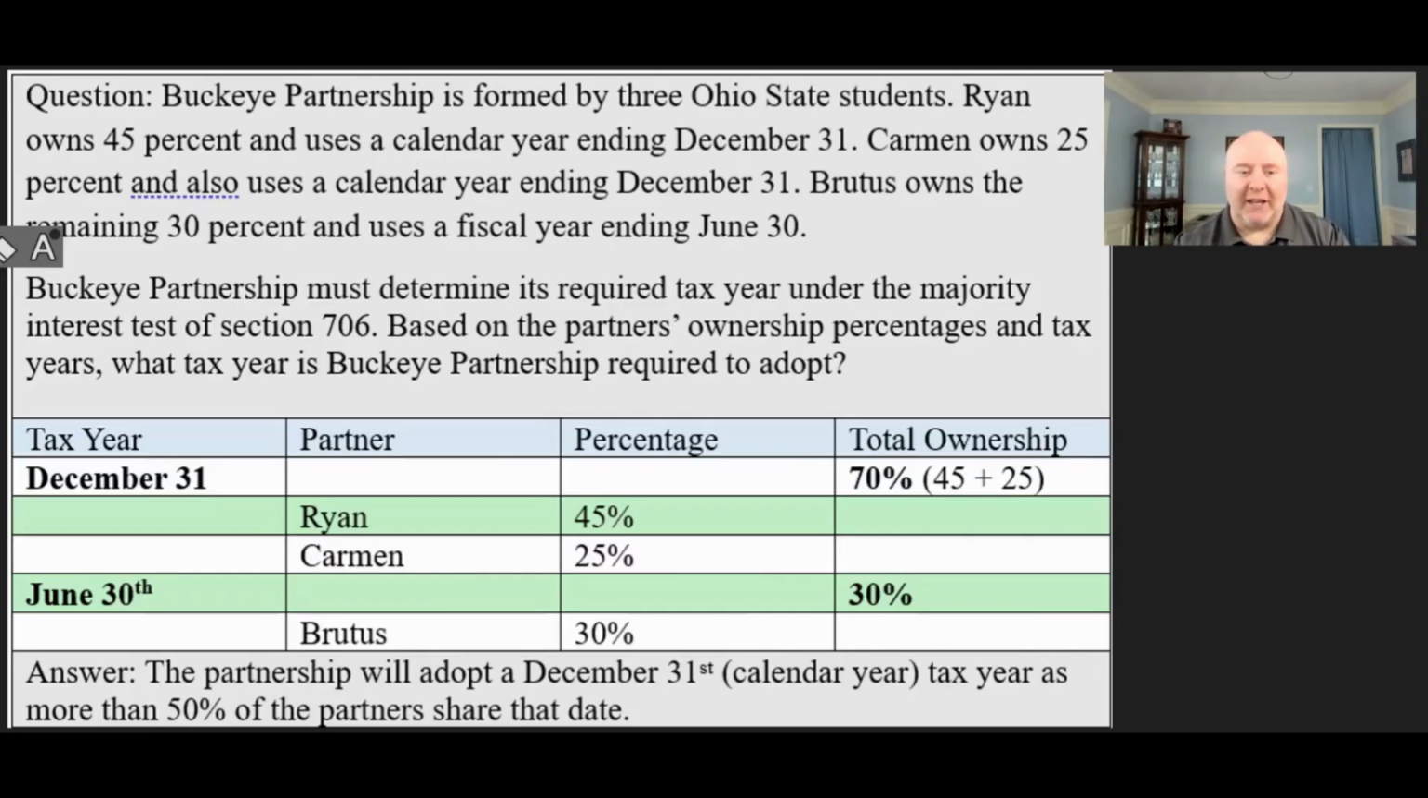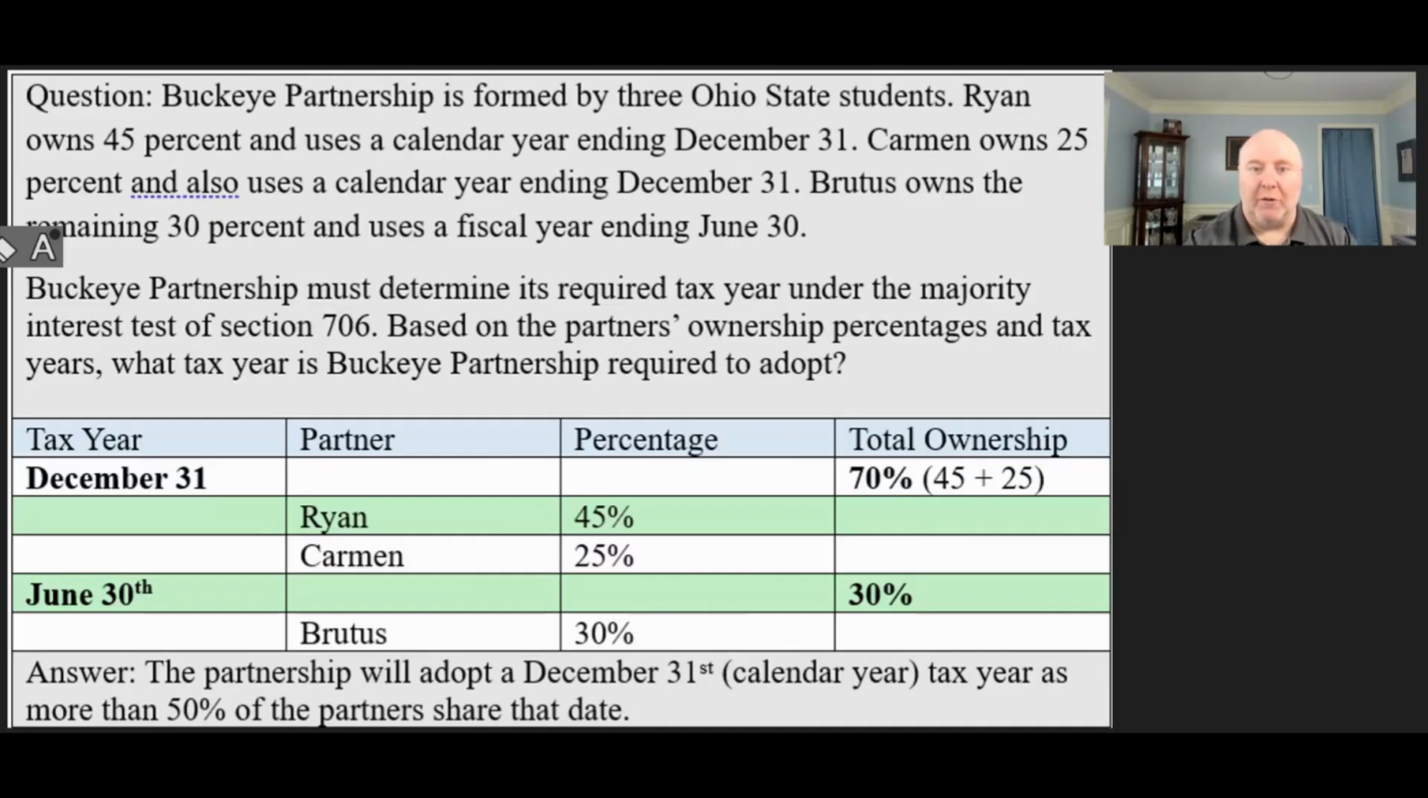So let's take a look at it. We have Buckeye Partnership, formed by three Ohio State students. Ryan owns 45% and uses a calendar year ending December 31st. Carmen owns 25% and also uses a calendar year ending December 31st. And Brutus has the remaining 30% and uses a fiscal year ending June 30th. All right, so we have two different dates that we're looking at. Buckeye Partnership must determine its required tax year under the majority interest test of Section 706.